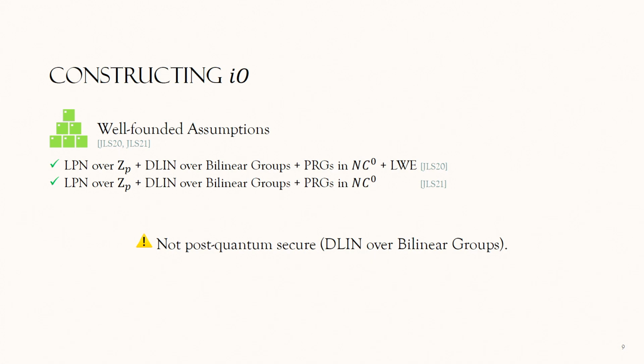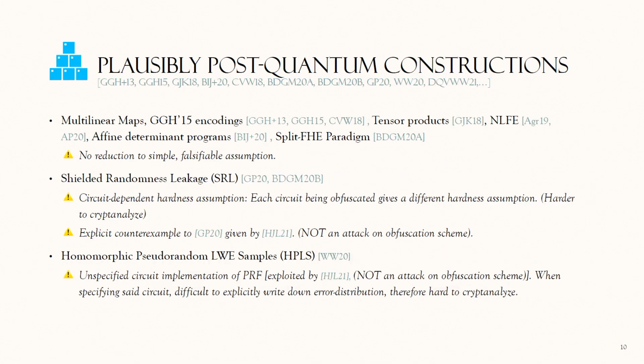And there was a long line of works attempting to put I/O on solid foundations, and this really culminated in the work by Jain, Lin, Sahai in 2020, where they show that using a long line of works, you can actually get I/O from these 4 assumptions. And they later followed this up by removing the need for LWE. Unfortunately, one of these assumptions, DLIN over bilinear groups, plays a very central role in the construction, and it's quantum broken by Shor's algorithm. And so we'd really like to get some sort of post-quantum I/O, and there's been a lot of work on plausibly post-quantum constructions.